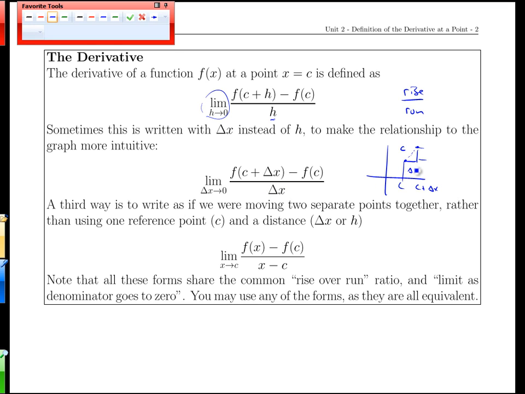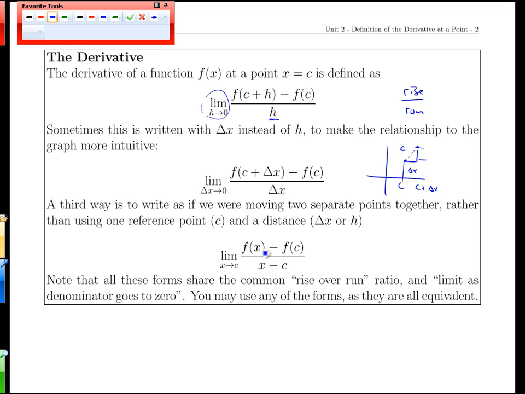And what we do is just compare the rise, the f values, over the run, the difference in x values. Sometimes h is used as sort of a generic catch-all. It could be time, could be x's. Some people don't like deltas, I guess. H is a very commonly used letter for these calculations in most calculus textbooks.